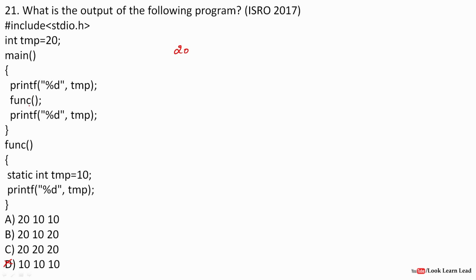So now we are calling the function fun. When the function is called, we have a static int temp 10 and printf temp. Now when we are printing temp here, 10 would be printed. Now this static is local to this function. This value would not reflect over here. Then this temp is printed, so it would print the original temp only, because it is the global variable. So the answer should be 10, 20, 10 and 20.